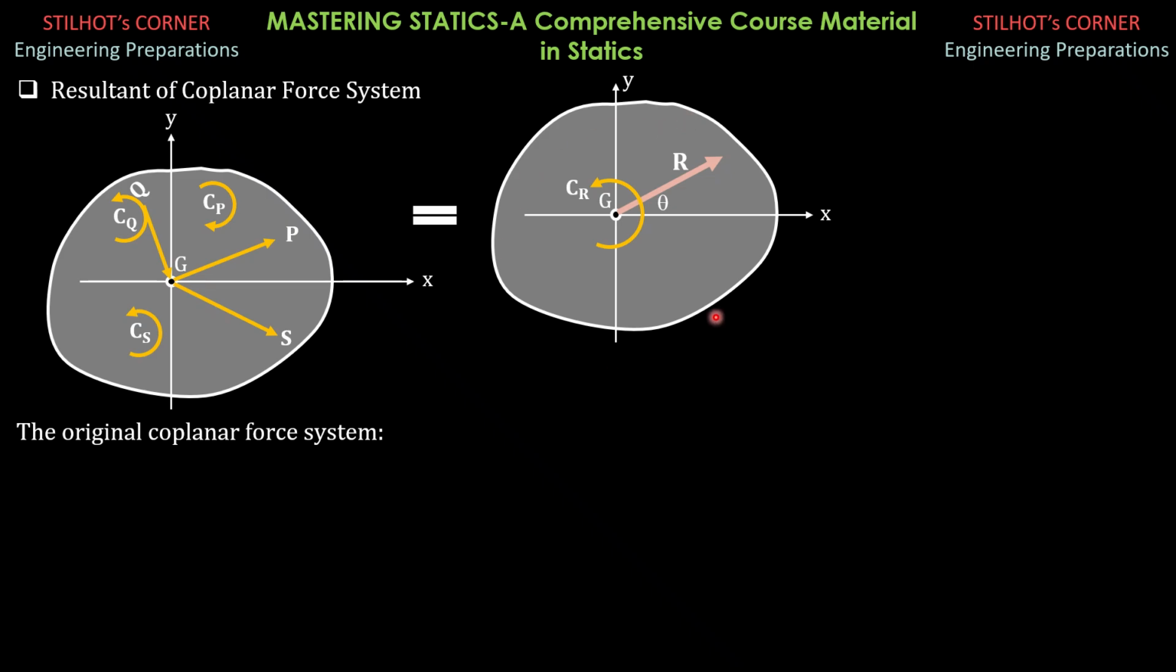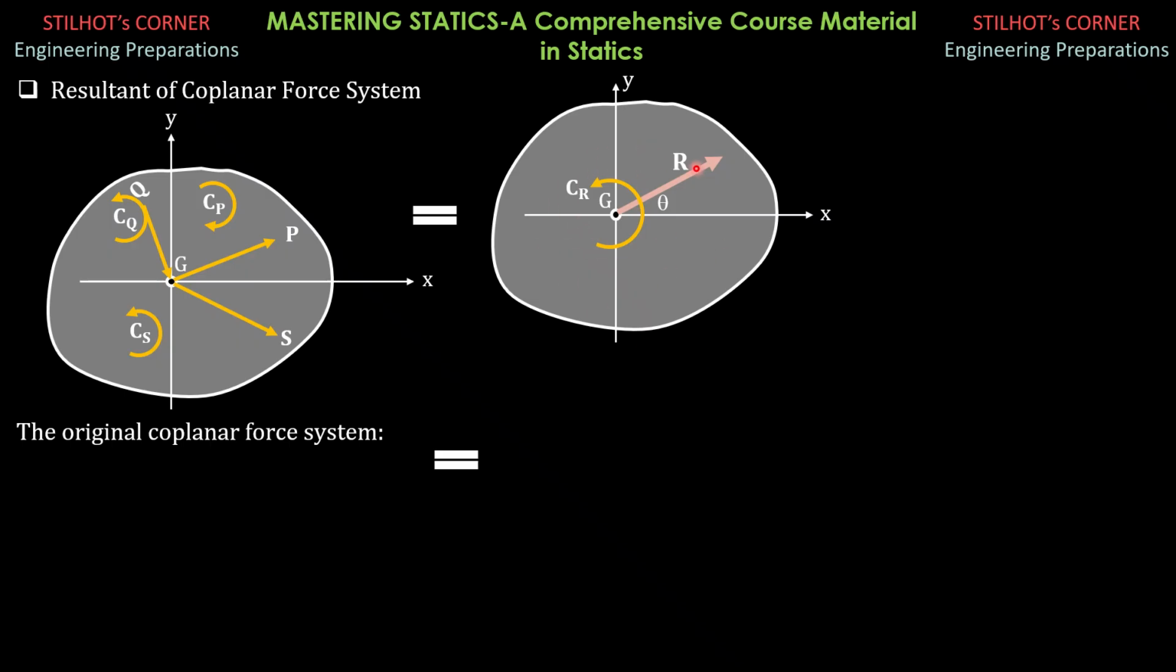So let's focus first on coplanar force systems, 2D systems. Then this is the resultant couple, which is counterclockwise. Then in general, this system, this real system, is further reduced to this. So notice that R is acting at point G, where G is an arbitrary point. Then we have the resultant couple, which is counterclockwise.